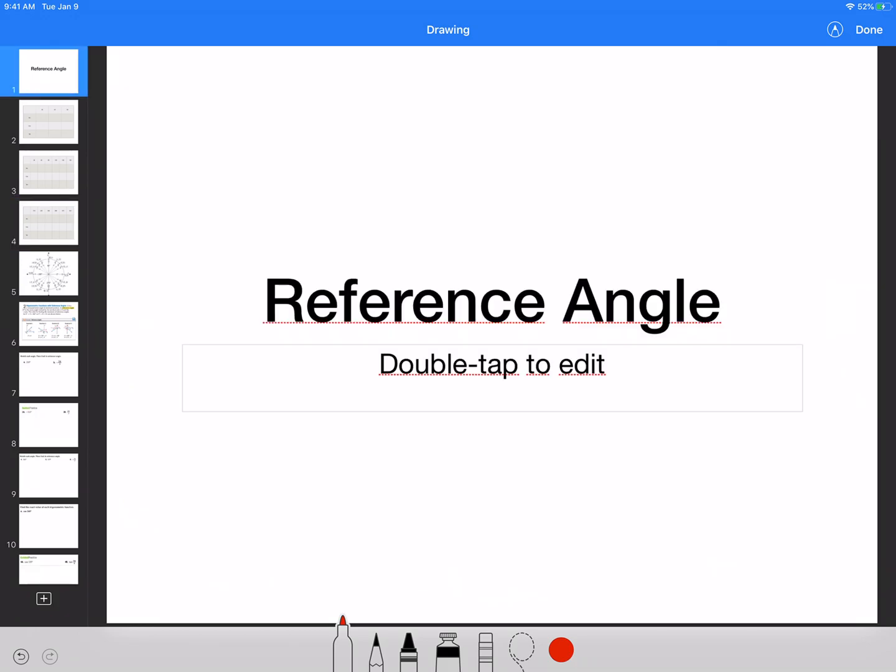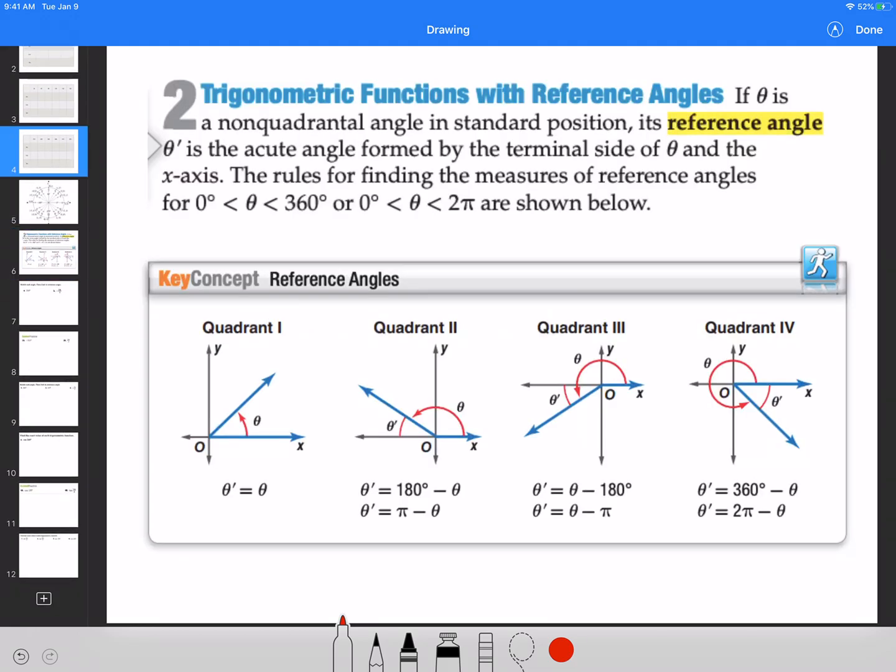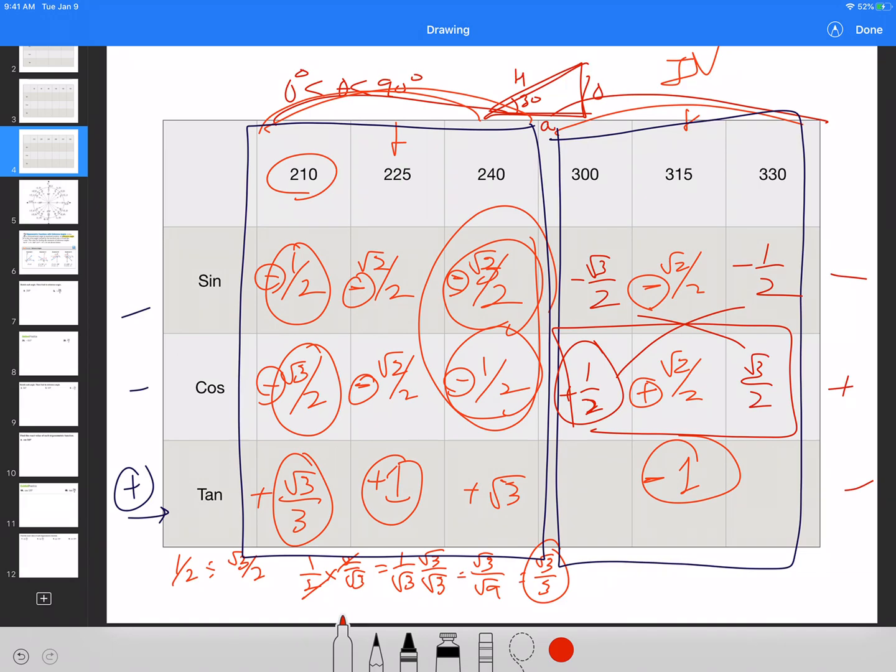Therefore, if you were to take the sine over cosine, this will give me negative root 3. This will give me negative root 3 over 3. Okay, so those would be the values for the tangent.